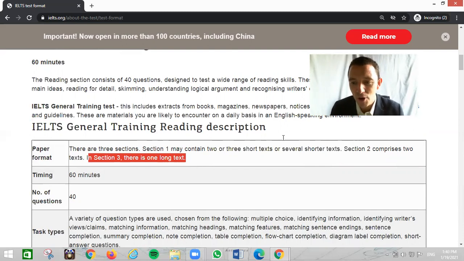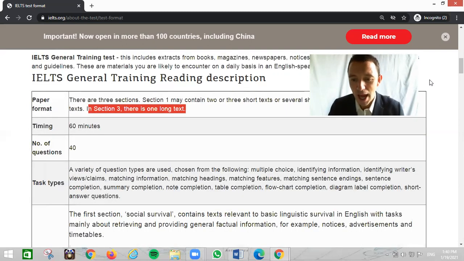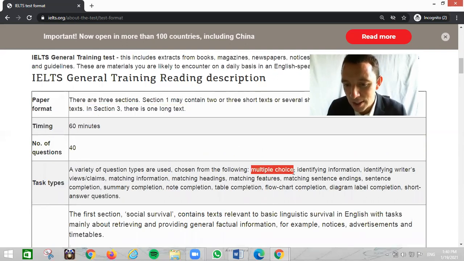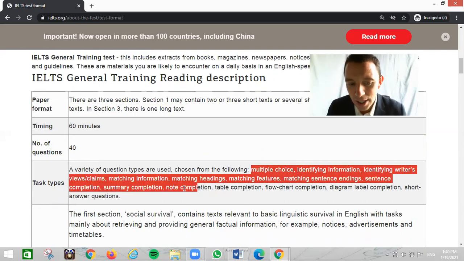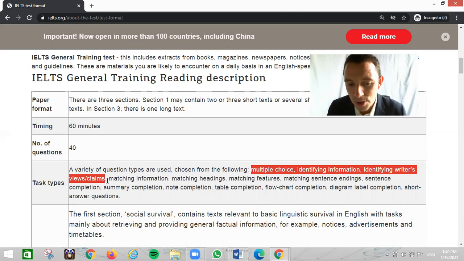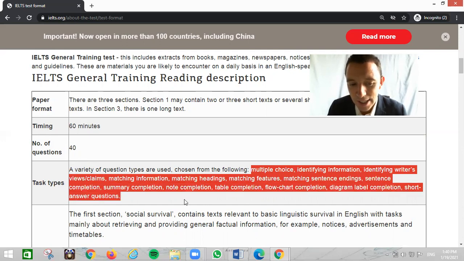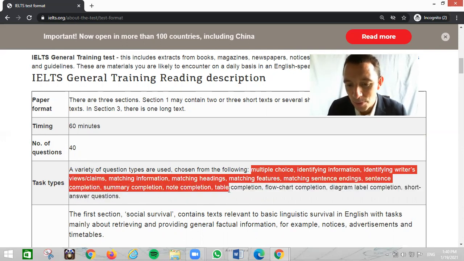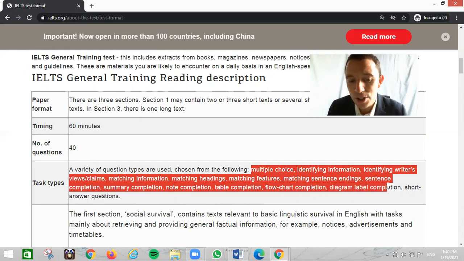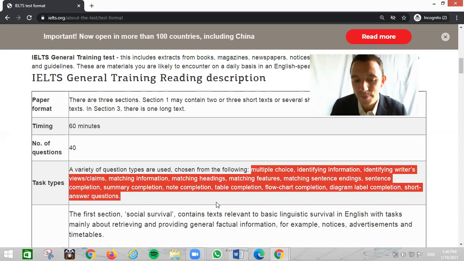So let's look. They have 40 questions, and the possible types are multiple choice, identifying information, writer's claims or views, matching information, matching headings, matching features (the same as the academic), matching sentence endings, sentence completion, summary completion, note completion, table completion, flowchart completion, diagram and label completion. So the types are almost identical to the academic, okay, but it's the content that's different.